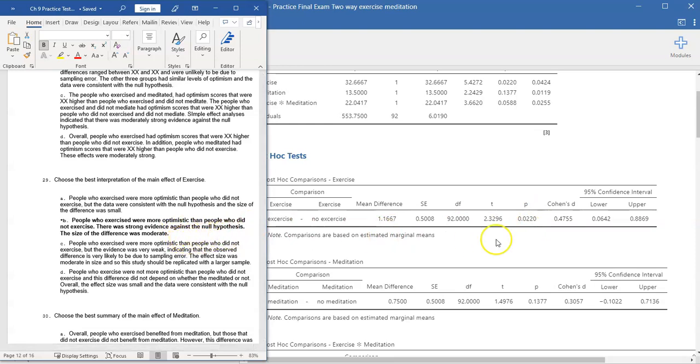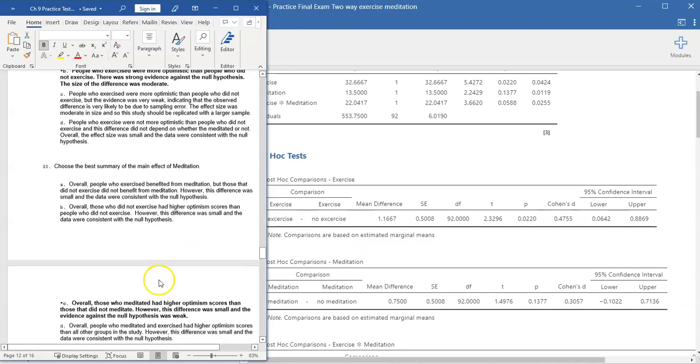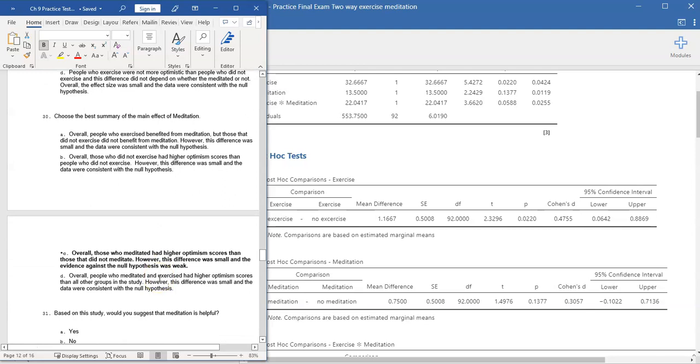And there's strong evidence against the null because this p-value is 0.02, which is, again, 0.01 is considered strong evidence, and this is pretty close to 0.01. So you can see that this is pretty strong evidence. And the effect size was moderate because the d is close to 0.5, which is a moderate effect. Now you want to choose the best summary for the main effect of meditation.